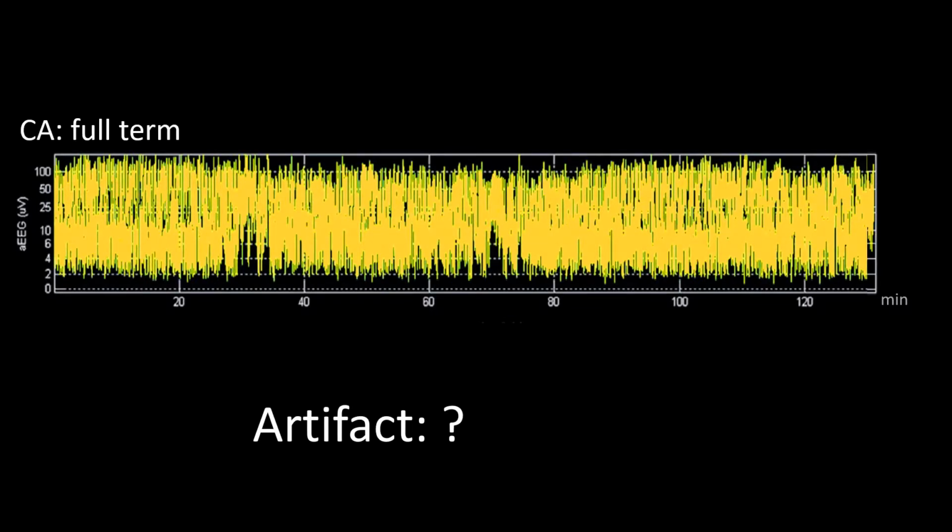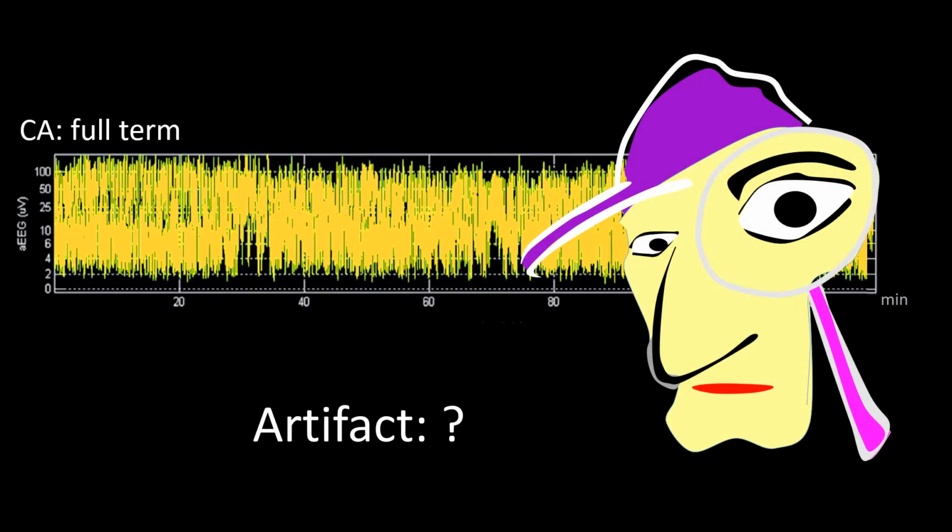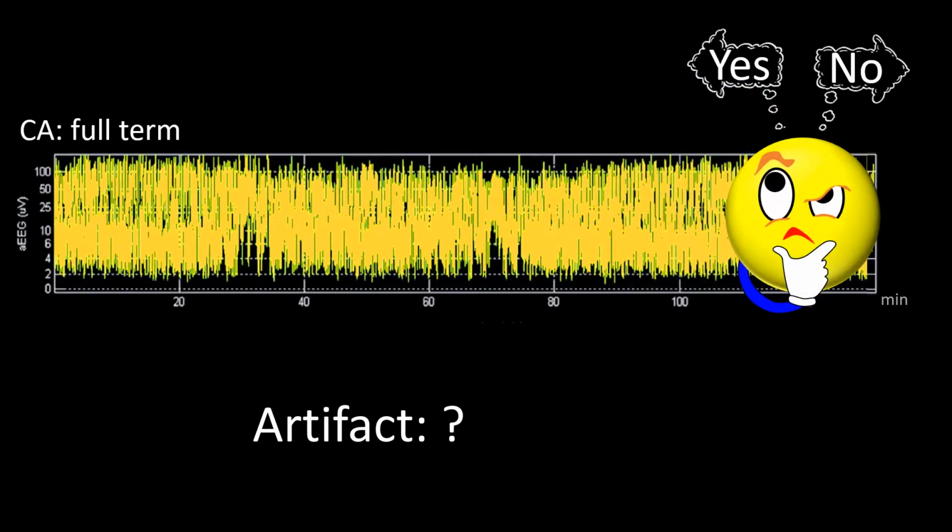This implies looking at the strip in question, asking yourself based on your experience if artifacts are present or not. No artifacts are present in this tracing.